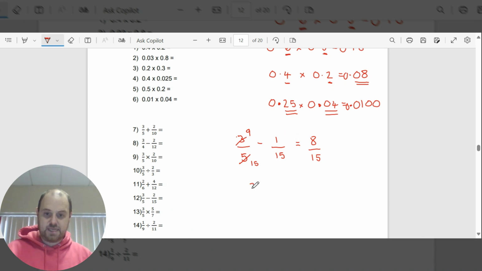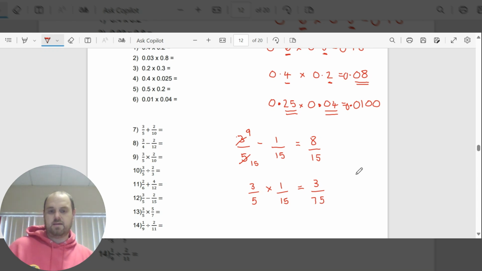However, if we're timesing, then we times the tops and times the bottom. So 5 15s are 75.